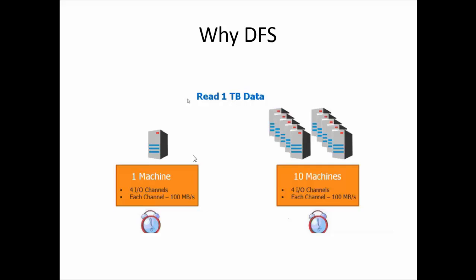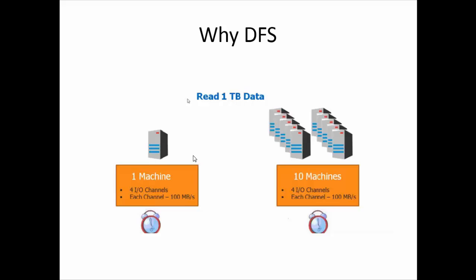So let me summarize. We had 1 TB data in one machine. We had 4 hard disks having 250 GB each. We are running 4 hard disks parallelly, or keeping 4 input output channels. We have taken the assumption that disk reading speed is 100 Mbps. Now we have calculated that it will take around 41.6 minutes to read 1 TB data in one machine.